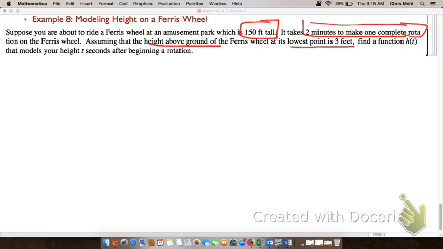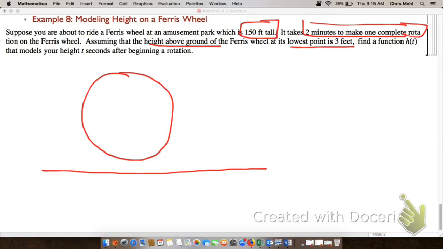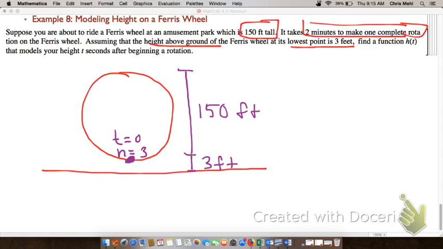So this is ground level, your Ferris wheel slightly above ground. The distance from the Ferris wheel to the ground is 3 feet, and the distance from the bottom of the Ferris wheel to the top is 150 feet. Right down here, this is where you're going to start your ride. This would be t equals 0 seconds, and there your height is going to be 3 feet.